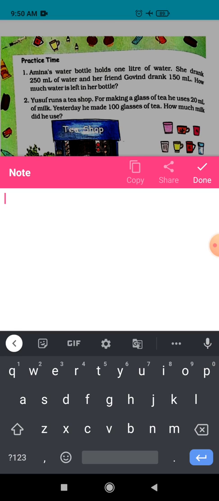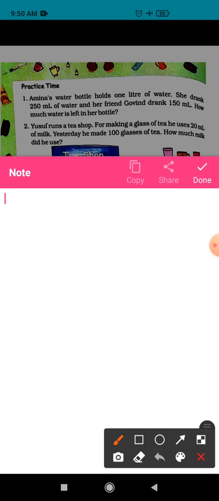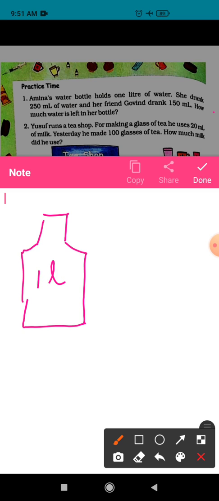Children, here the first problem is: Amina's water bottle holds 1 liter of water. She drank 250 ml of water and her friend Govind drank 150 milliliter. How much water is left in her bottle? Children, first of all, let us see what are the things given. First thing given is a water bottle that contains 1 liter of water.